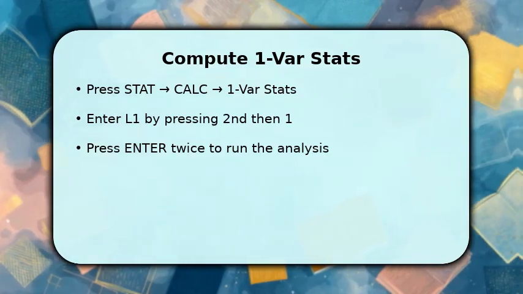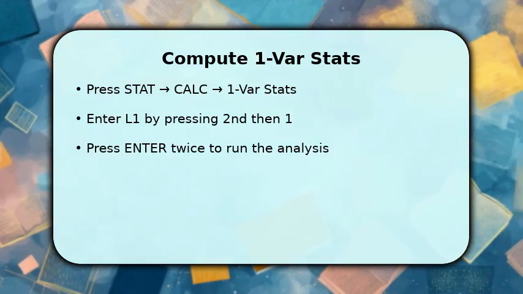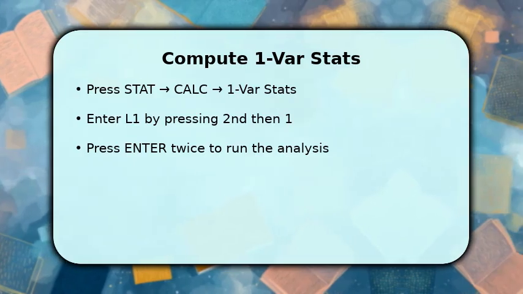Next, tell the calculator which list to use. Press second, then 1 for L1. You'll see L1 appear after the command. Then press Enter to compute. Press Enter again if it shows the list argument.